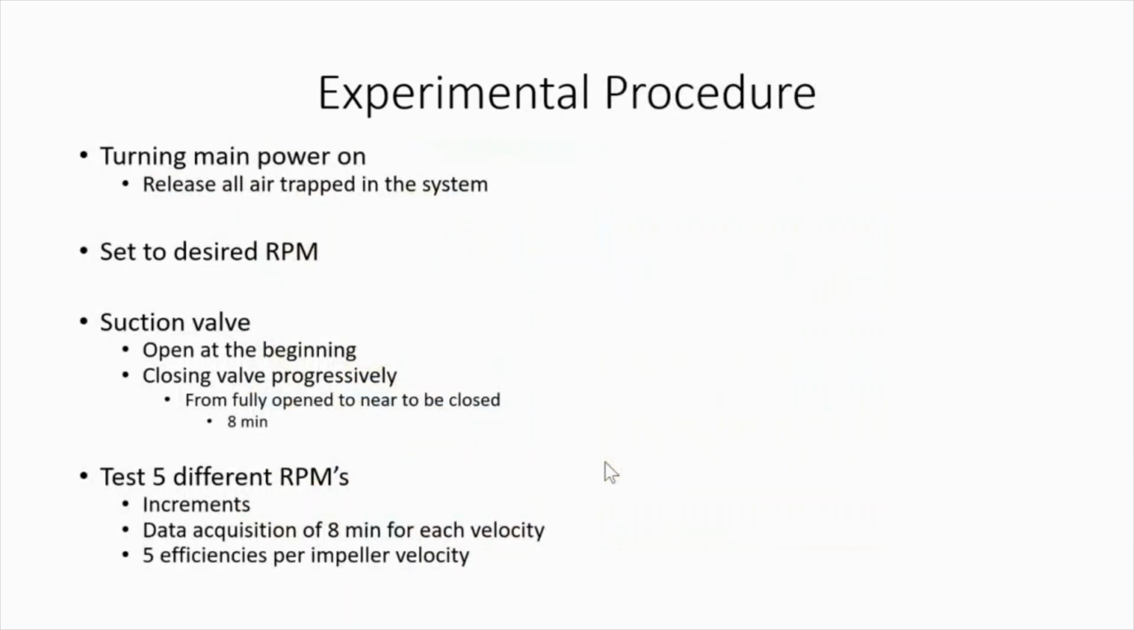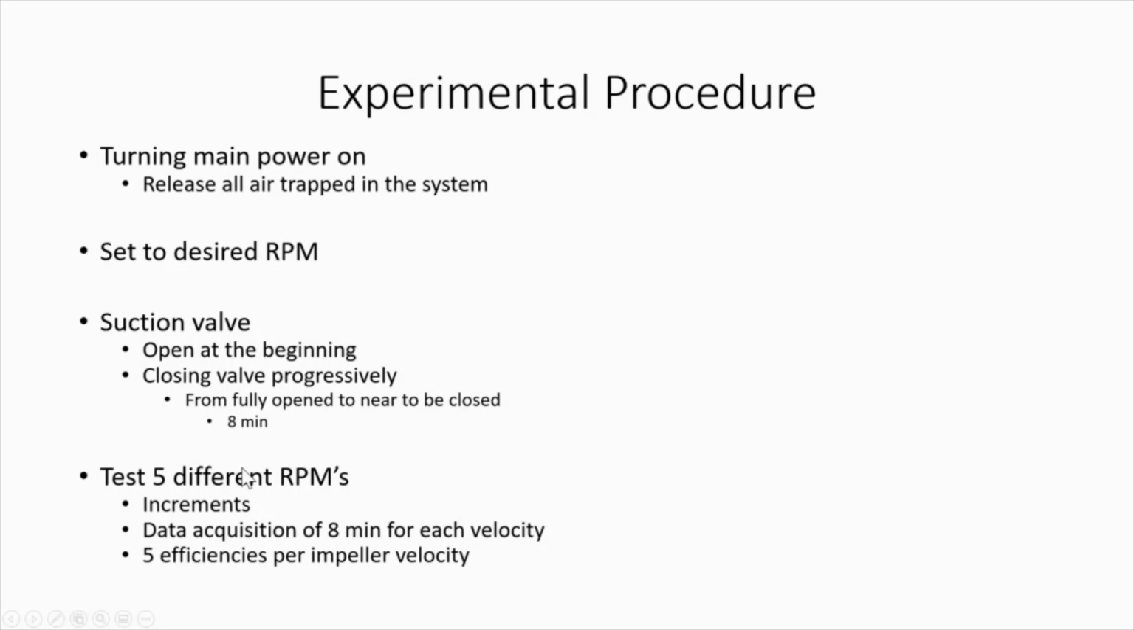Okay, I won't go through it step by step, but in the setup you own a motor, so you can control your desired RPM using a LabVIEW code that's built in with the whole setup. The valve that I talked about is the suction valve. You open it at the beginning, and as time goes by, as you're taking the data, you start closing it, and you see at what point your system starts cavitating.